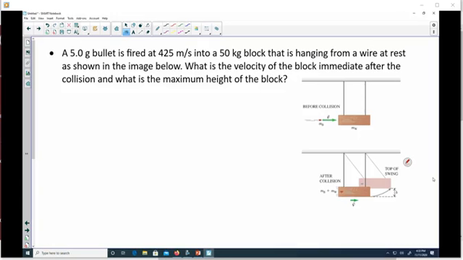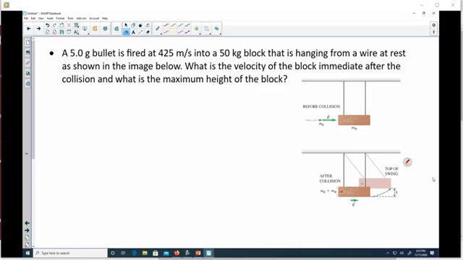So here we just have another example of an inelastic collision, and this time we're going to take it just the natural step further and use a little bit of energy conservation after to determine what happens. So we have a 5-gram bullet that's fired at 425 meters per second into a 50-kilogram block, and that block's hanging from some wires as shown in the picture. We want to find the velocity of the block immediately after the collision and the maximum height of the block.